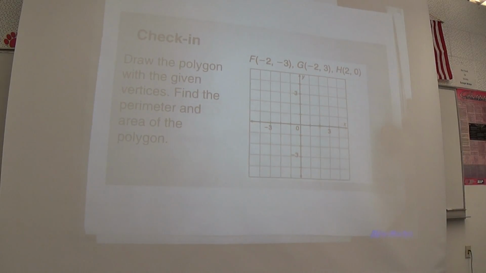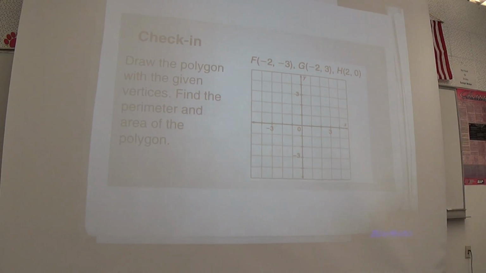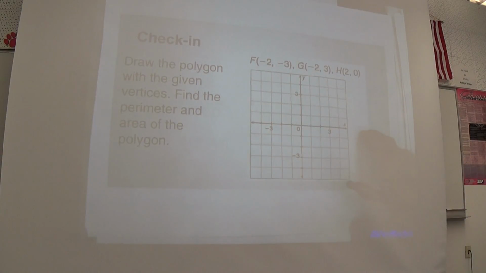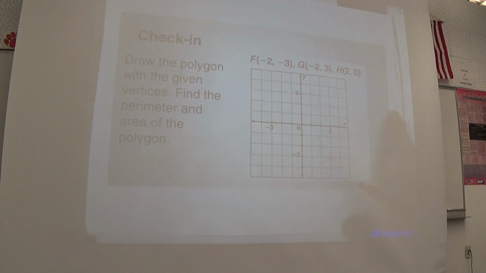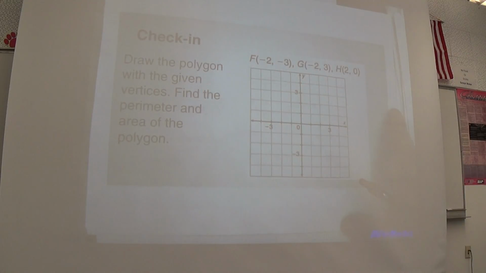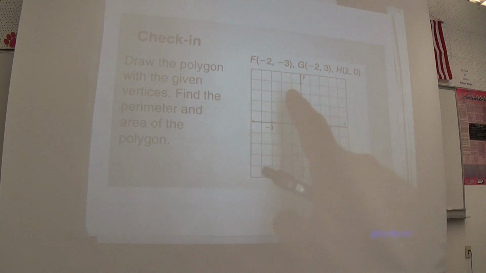All right, so this is 3 vertices. It says draw the polygon with the given vertices, find the perimeter and the area of the polygon. So if you could, on your paper, label these 3 vertices and do just that. Find the area and the perimeter of this. Well, actually, let's do it together on this, okay?